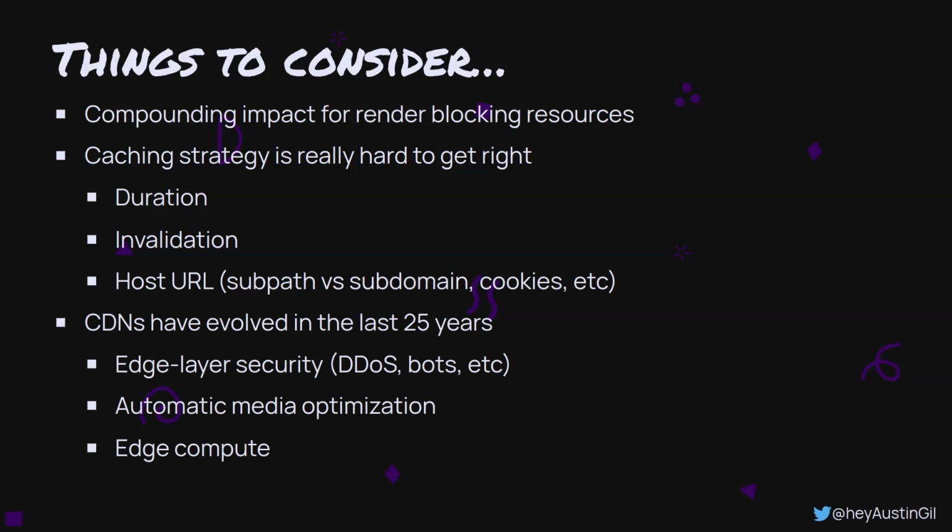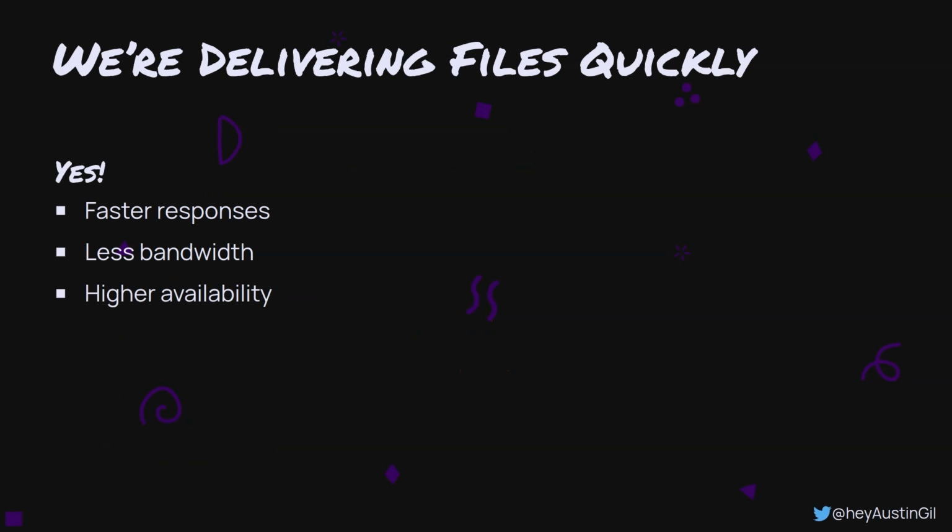And if you are familiar with CDNs, and this is kind of an old story, they have been around for 25 years, I would recommend that you take another look at some of the changes that have happened in the most recent years. We have things like a lot more security features at the CDN or at the edge level. We have tools like automatic media optimization and edge compute. And again, this is across multiple CDN providers, not just Akamai. So now we are delivering files as quickly to the user as possible. We are consuming less bandwidth. We have higher availability, and we have faster responses.